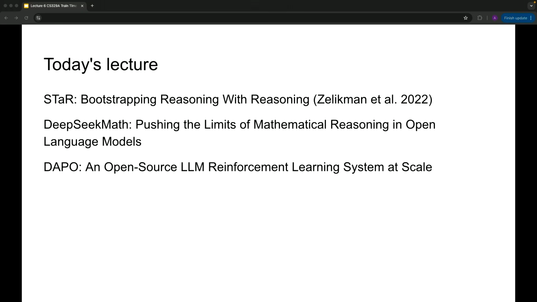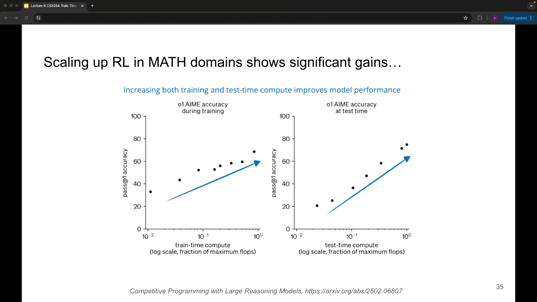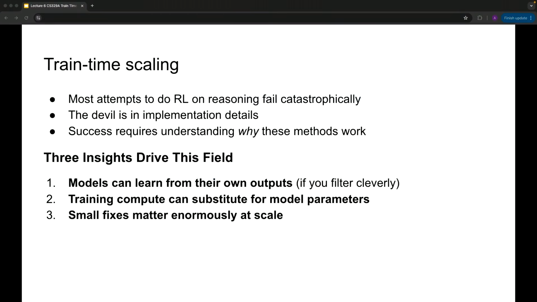Okay, so the second paper that we'll cover is DeepSeekMath, which focuses on mathematical reasoning. It actually uses a form of RL that it proposed that has become quite popular. We already looked at this graph earlier, where we were showing that in the math domain, if you do train time scaling, you can do much better.